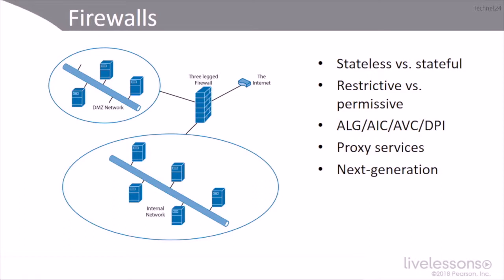A firewall can be restrictive or permissive. If it's restrictive, it'll deny all traffic from all the zones by default unless you explicitly whitelist the traffic. If it's permissive, like an IPS, it will allow the traffic unless there's some match of a signature or some rule. Firewalls are also application layer gateways, performing application inspection or application visibility and control and deep packet inspection from layer 2 up to layer 7. They provide proxy services. And of course, it's all about next generation firewalls now.